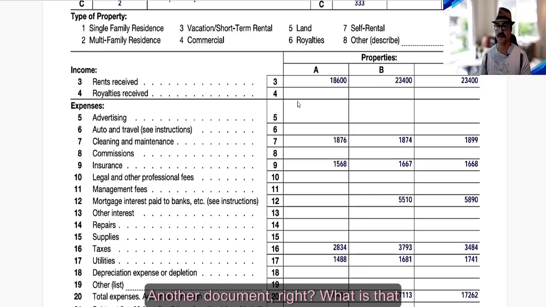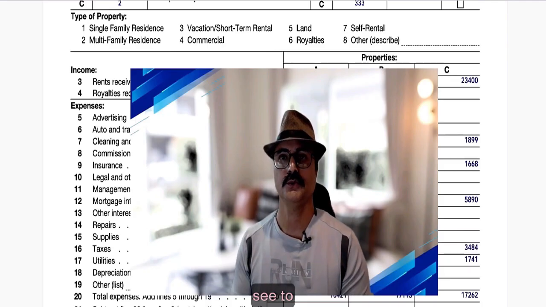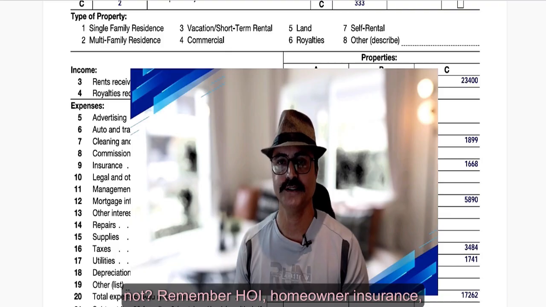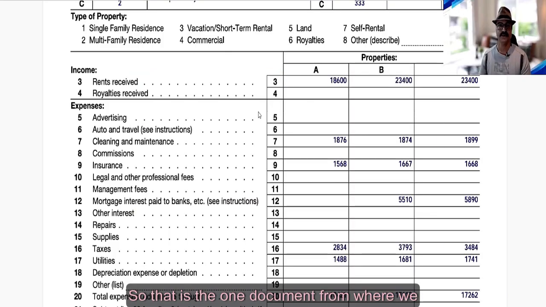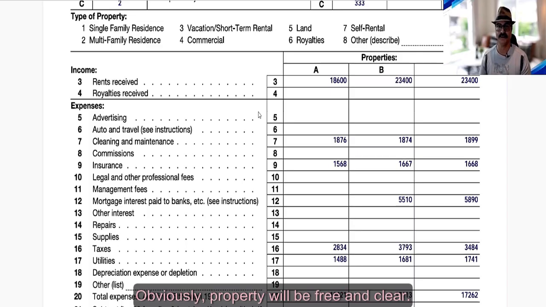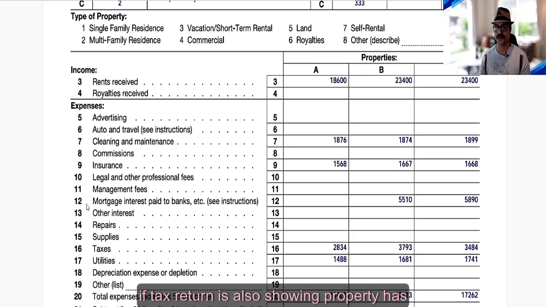What is another document to check? Do we remember that document? What document do we see to cross verify whether there is a mortgage or not? Remember HOI, homeowner insurance. That is one document where, if there is no mortgagee clause, obviously the property will be free and clear. Second, if the tax return also shows the property has no mortgage interest paid in the previous year, that means the property is free.